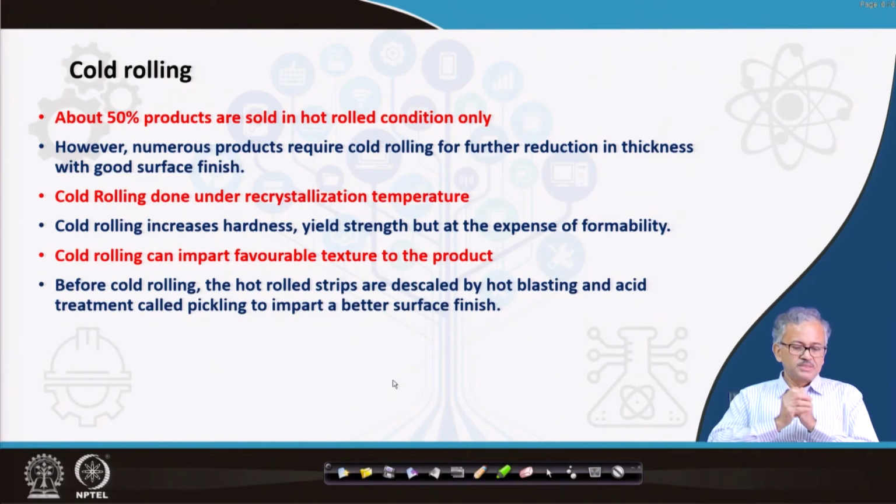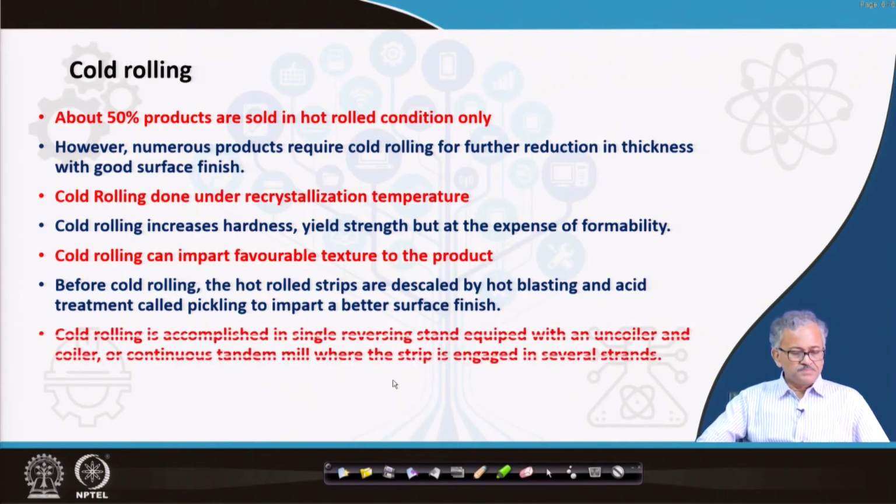That is obvious. Before cold rolling, the hot rolled strips are descaled by shot blasting and acid treatment like pickling to impart a better surface finish, because before it goes into cold rolling you want a very good surface finish. No scale should be there. Okay, that is there.